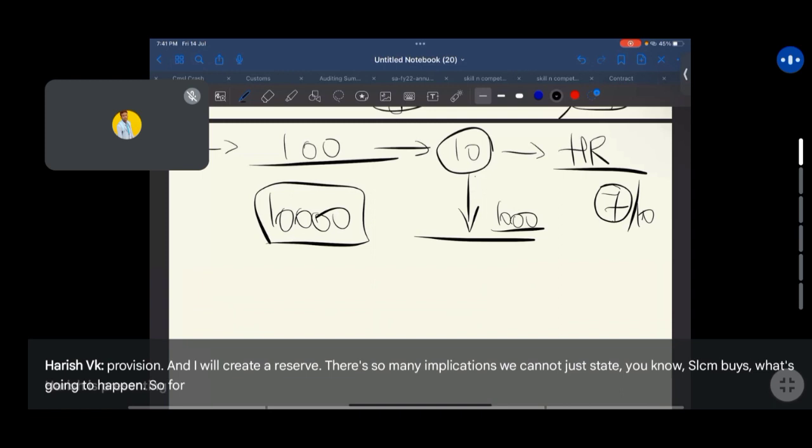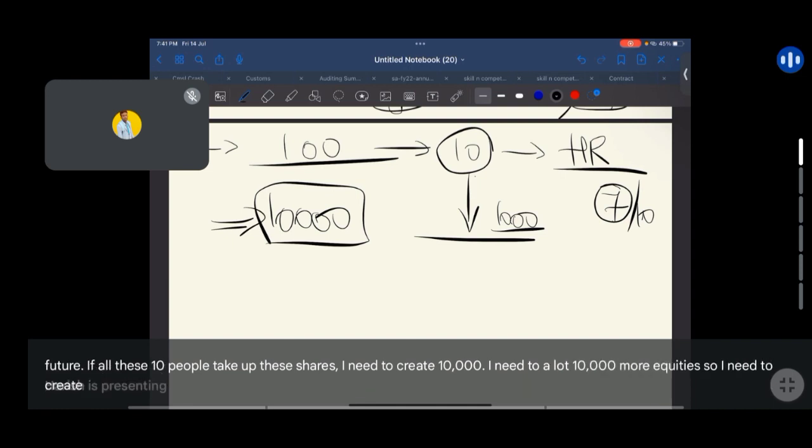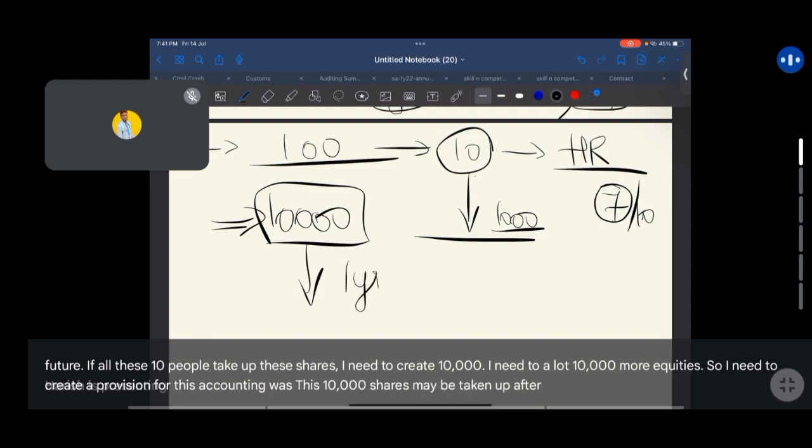So for 10,000 equity shares, I'm already going to create a reserve and keep it aside, saying maybe in the future, if all these 10 people take up these shares, I need to create 10,000. I need to allot 10,000 more equity shares. So I need to create a provision for this accounting-wise. These 10,000 shares may be taken up after 1 year.